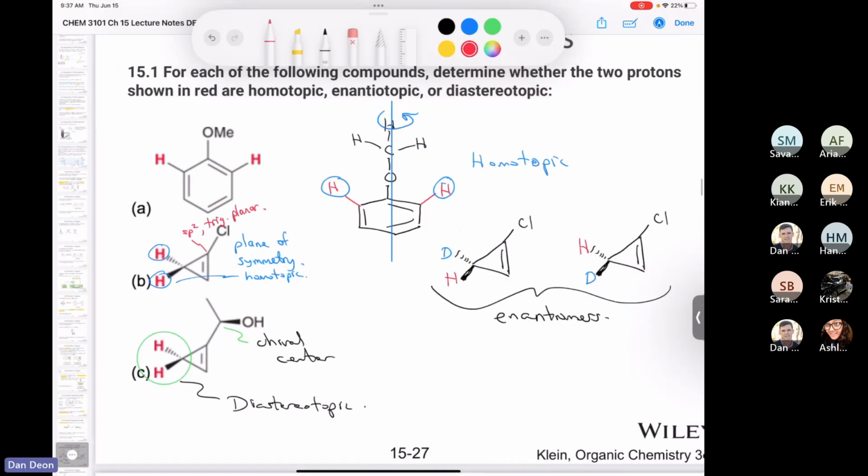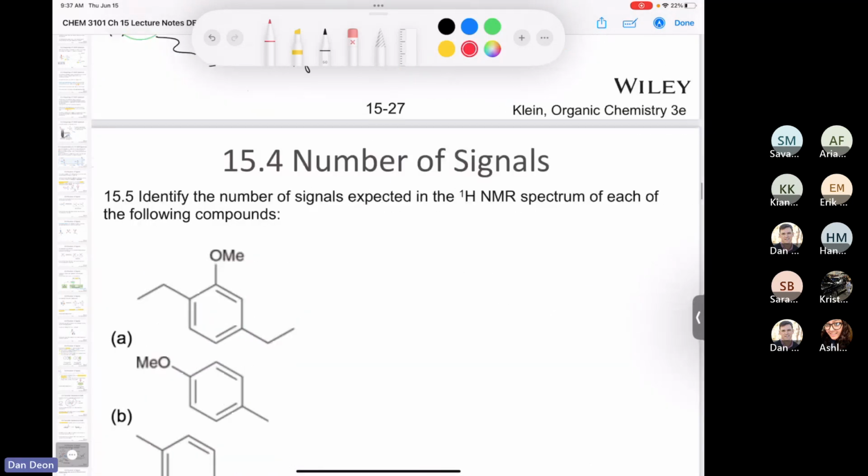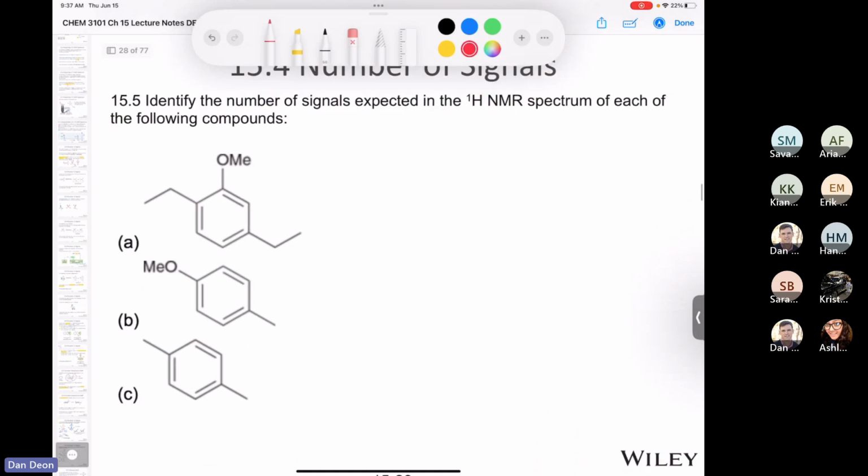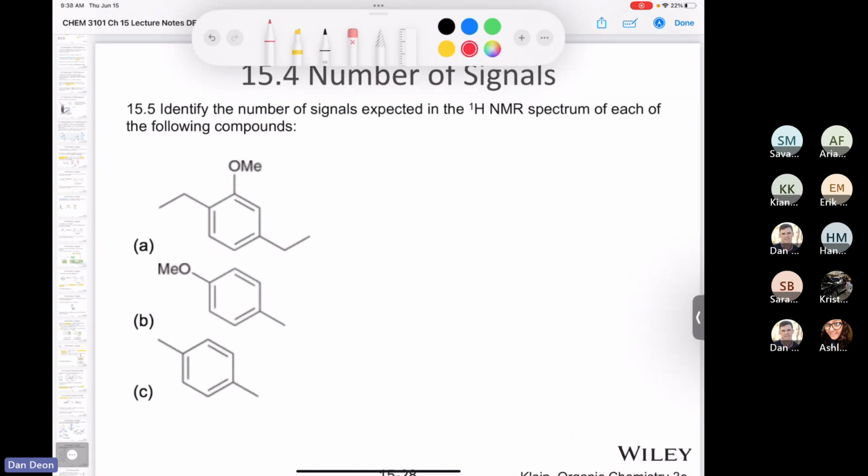All right, let's move on to the next question. This is 15.5. Identify the number of signals expected in the proton NMR spectrum. I'm going to guide you through this one a little bit. We could start with this methyl group on the methoxy, okay? Are there any other protons that are chemically equivalent to these in the compound? Well, obviously not, because there's no other 3 protons attached to an oxygen. So those are unique protons.